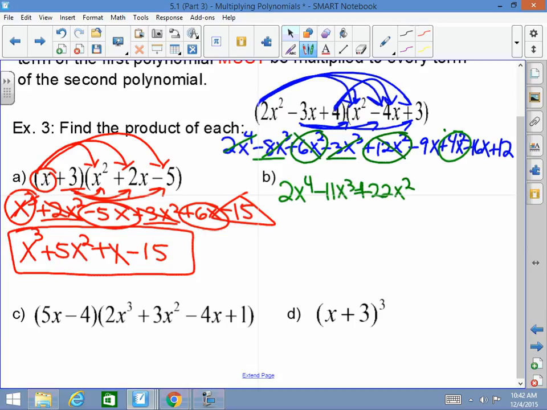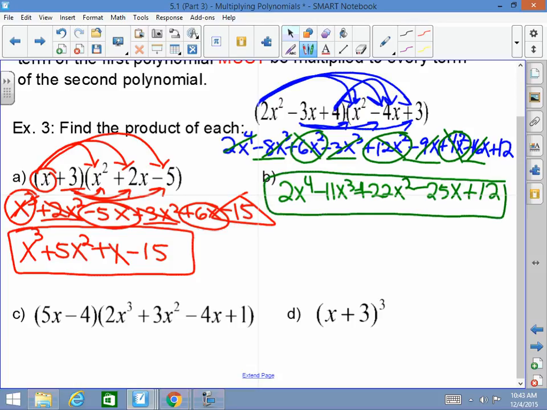So goodbye to the x squareds. Then I've got a negative 9x and a negative 16x. So that's negative 25x. And then I've got my plus 12 at the end. And that very long polynomial is my answer.